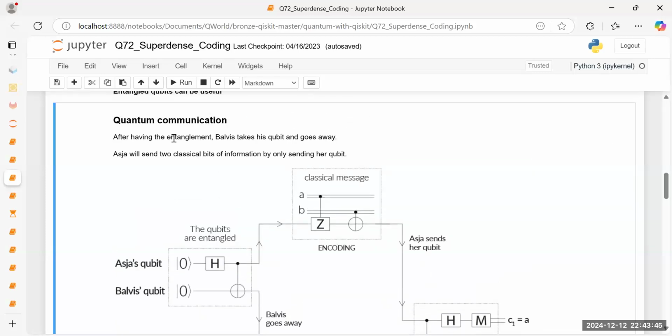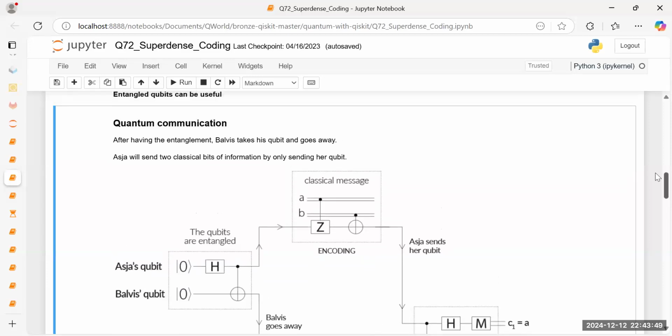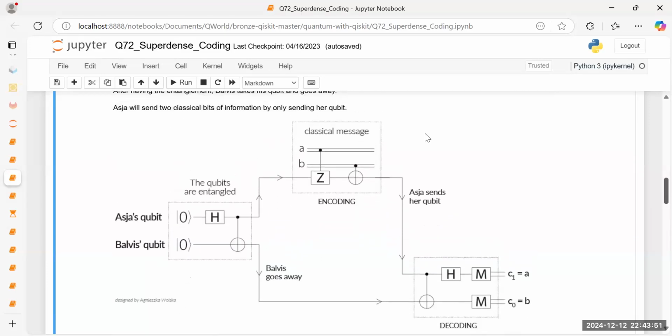Where I was, was back here at the superdense coding circuit. And I was saying, we have Asha and Balvis here, and they've created the entangled pair. So at this point, they've gone their separate ways. If Asha wanted, she could have encoded some information and sent it to Balvis to decode.